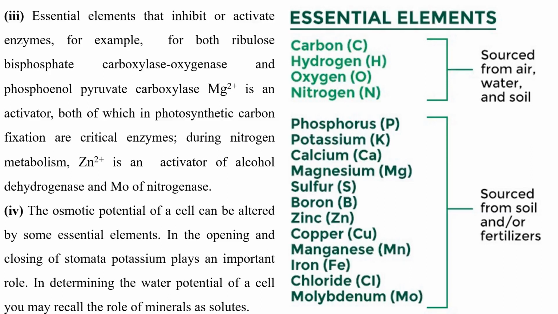4. The osmotic potential of a cell can be altered by some essential elements. In the opening and closing of stomata, potassium plays an important role. In determining the water potential of a cell, you may recall the role of minerals as solutes.